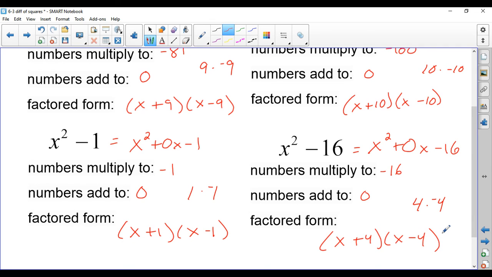For today's worksheet, you are going to have trinomials mixed with difference of squares. So you need to remember what you've been doing over the past week or two along with this new step for difference of squares.